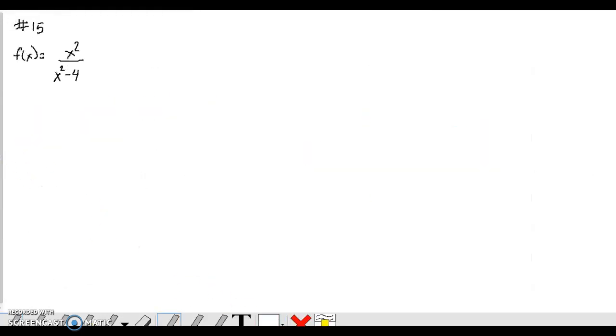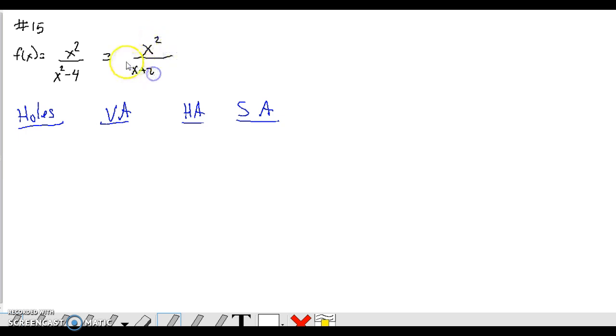All right, let's go to the next problem. The next one was number 15. So again, let's focus on holes, vertical asymptotes, horizontal asymptotes, slant asymptotes. The first thing I'm going to do on this is factor. This will just be x times x, so I'm going to leave this as x squared for just a moment. This will be x plus 2 and x minus 2. There's nothing in common between the numerator and denominator, so we don't have any holes.